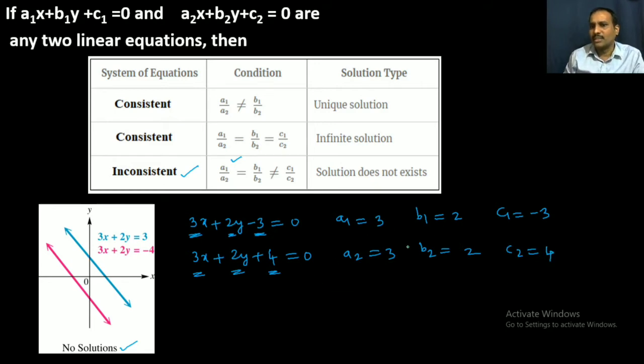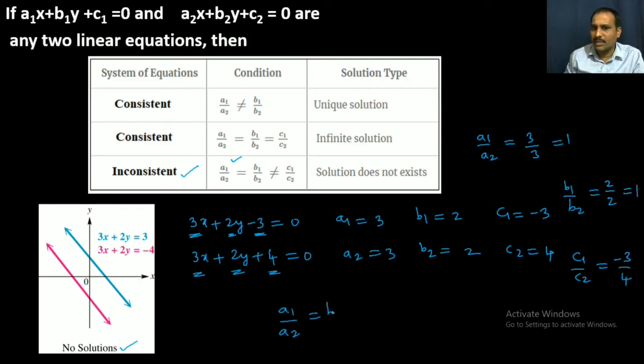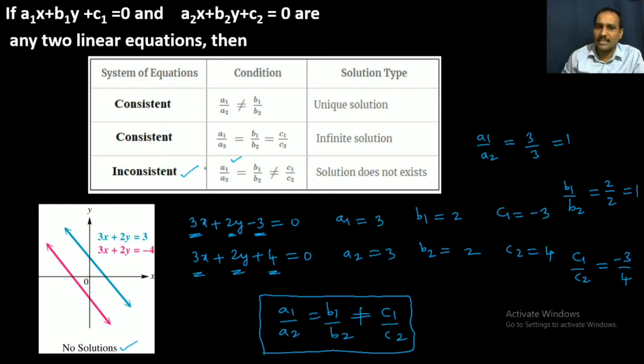Now let us find out the values of a1 by a2. What is a1 by a2? 3 by 3, that is 1. Then what is b1 by b2? That is 2 by 2, that is also 1. Then c1 by c2, that is minus 3 by 4. So it is clearly a1 by a2 is equal to b1 by b2, but it is not equal to c1 by c2. 1 is equal to 1 but not equal to minus 3 by 4. So when a system is satisfying this condition, we can say that the given system is inconsistent and the solution does not exist.